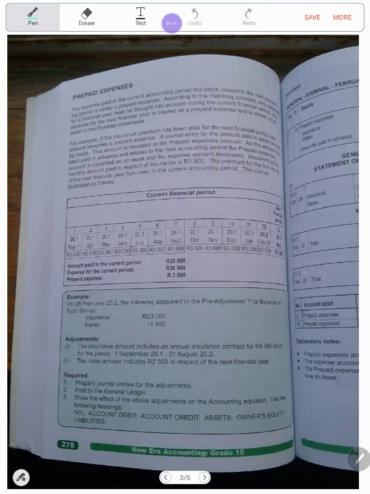Moving along, prepaid expenses. This is when you, the business, have paid your expenses in advance. You paid expenses for the next financial period. So let's have a read.